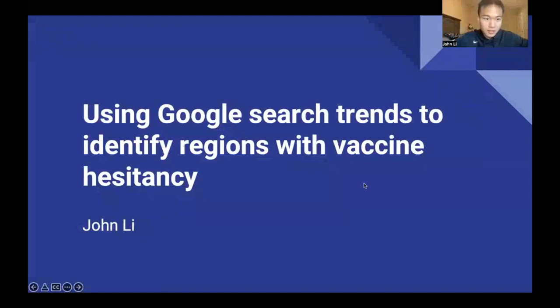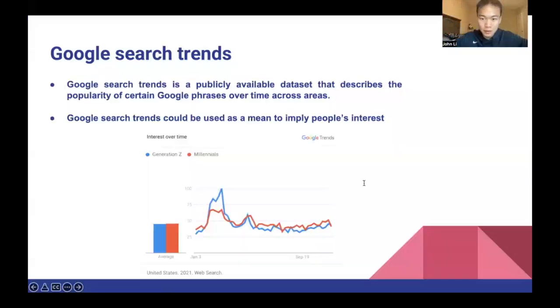Hi, my name is John. Today I'm going to talk about using Google search trends to identify regions with vaccine hesitancy.